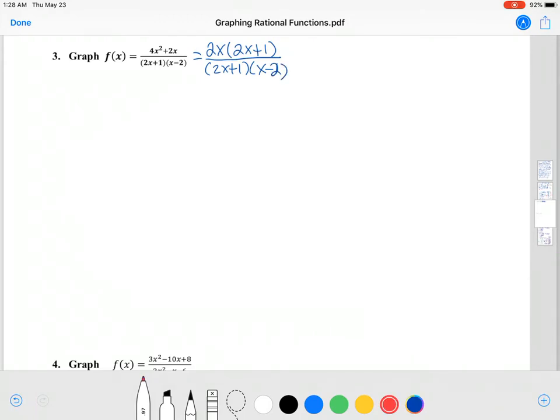So if you notice, I have a factor that's in common on the top and the bottom, so I can get rid of those. And after simplification, this is what I'm left with. So now that we've simplified, let's go through and find all of our major features.